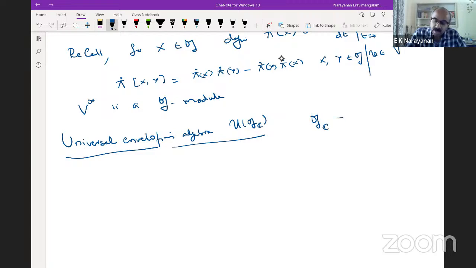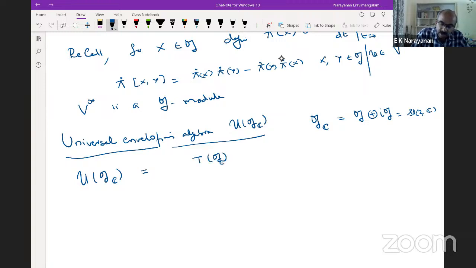So GC equals G direct sum iG. It's okay because G and iG, you think of sitting inside 2 by 2 complex matrices, and they are disjoint, so you can make the direct sum. So you will get small sl2C. And so the universal enveloping algebra U of GC is defined algebraically to be the tensor algebra of GC quotiented with a two-sided ideal generated by X tensor Y minus Y tensor X minus X bracket Y.